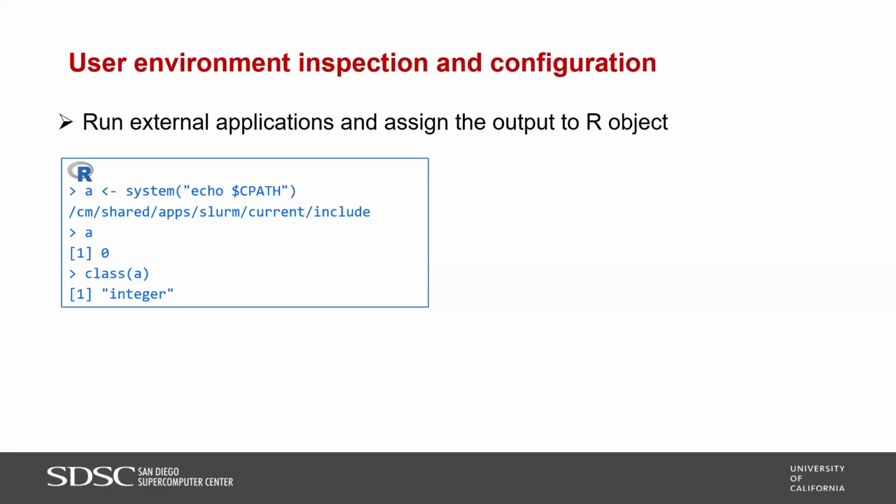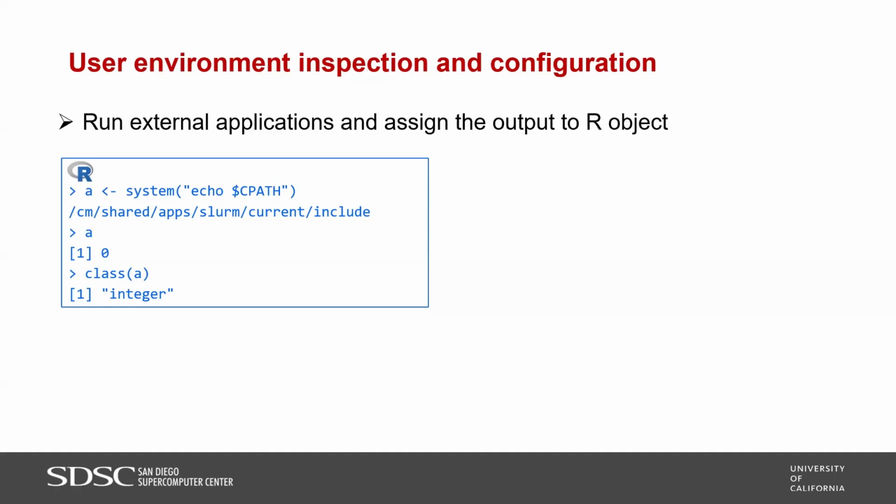If you want to assign the system function output into an R object, you may need to use an additional argument in the system function. For example, in this example, we want to get the value of the environment variable CPATH and then assign the output to an R object called A. If we just run the system function, we will get the output on the screen at once, right after running this command.